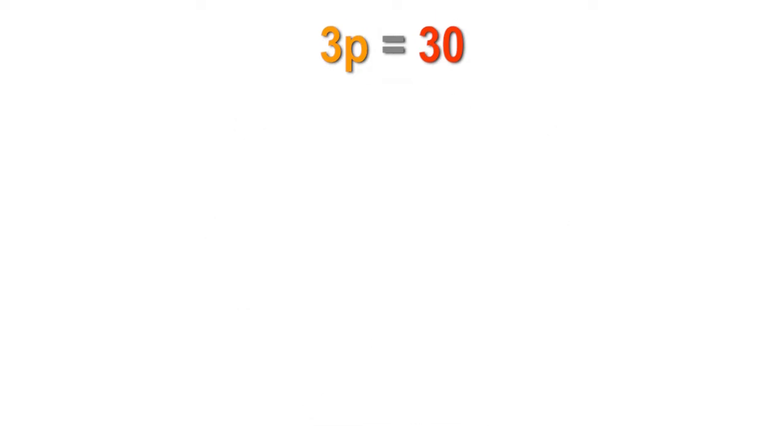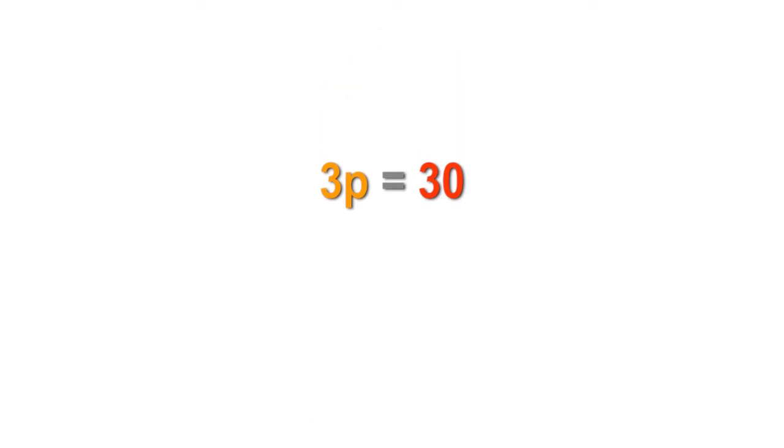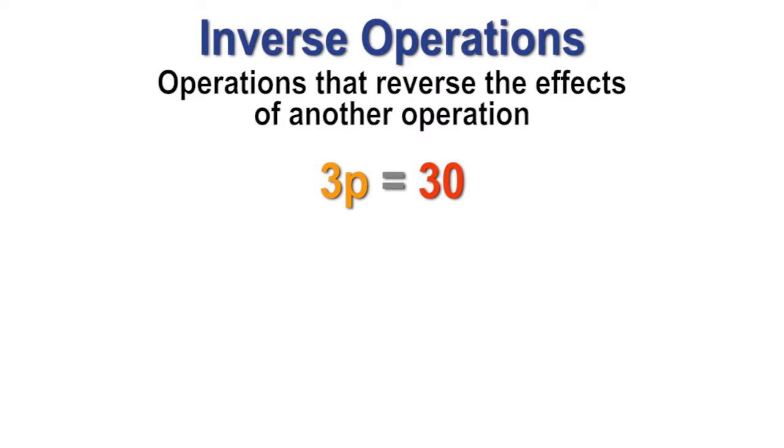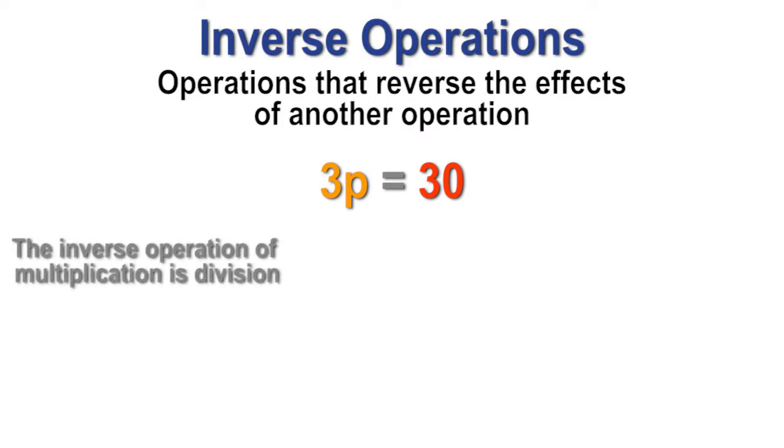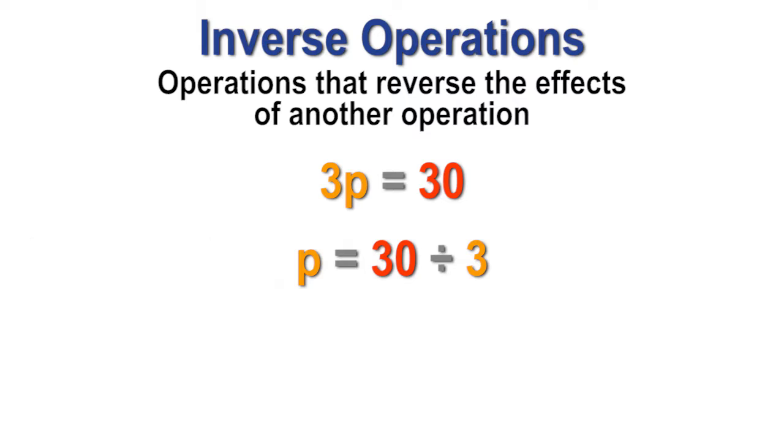But just as we did in previous lessons for solving addition equations, we know we can find the solution by using the inverse operation. The inverse operation to multiplication is division. We can write an equation for the inverse operation as p equals 30 divided by 3. By doing the division, we find that p equals 10. Therefore, each pencil weighs 10 cubes.